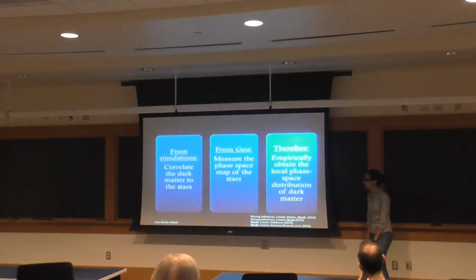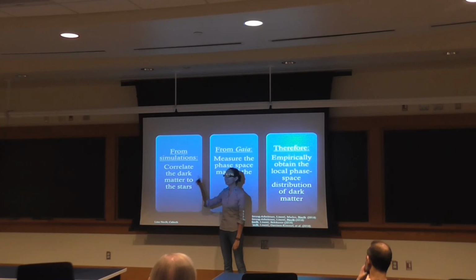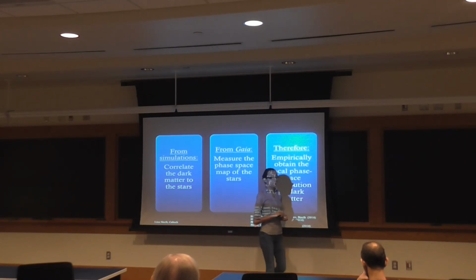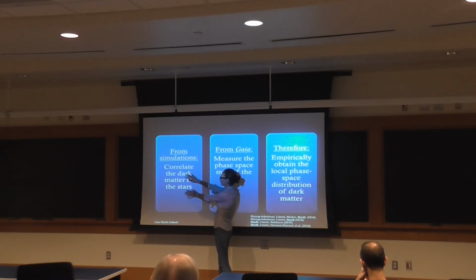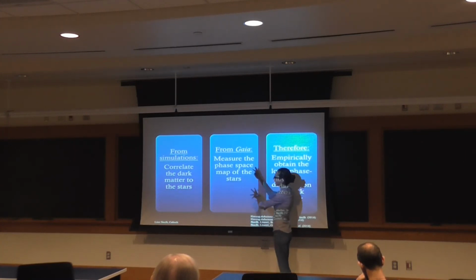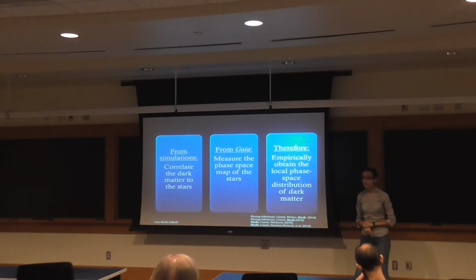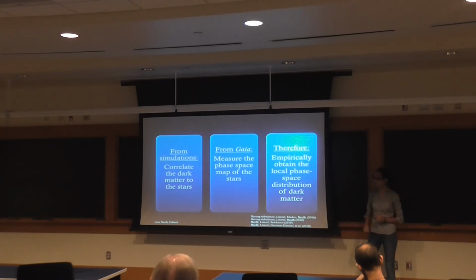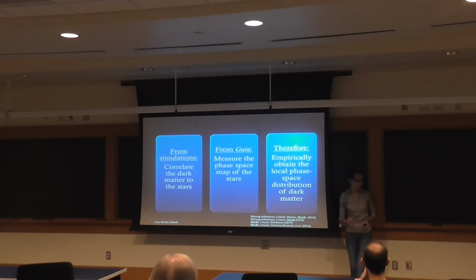So for that, I have a 3-step program where, from simulations, I'm going to correlate the kinematics of some of the dark matter to some of the stars. Some is a very important word that I did not write on purpose, and I will discuss further. Then once you establish that dark matter traces some of the stars, you can go into the Gaia data, measure the phase space distribution of these stars, and then go to 3, empirically obtain the local phase space distribution of dark matter. So step 3 is a lot harder than it looks, but we'll get to that.